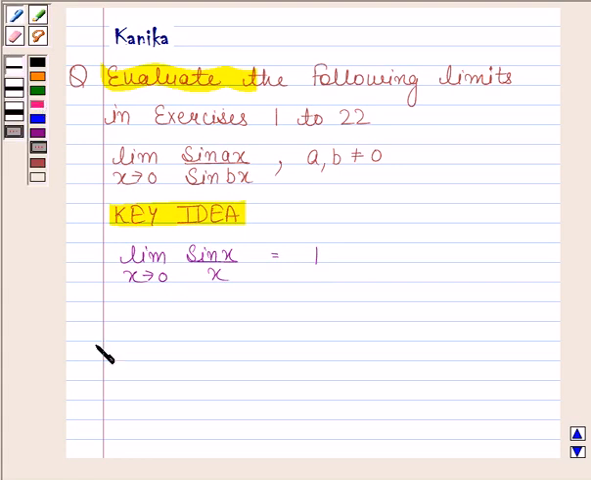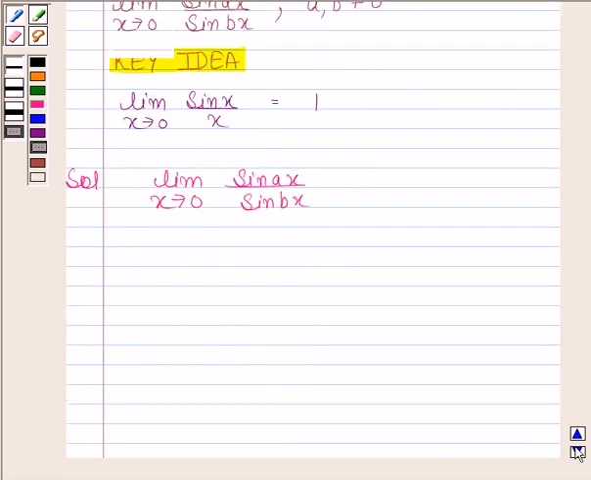Let's now begin with the solution. In this question, we have to evaluate limit sine ax by sine bx as x tends to 0. We will use this result to solve this question. So now, multiply and divide sine ax by ax and multiply and divide sine bx by bx.